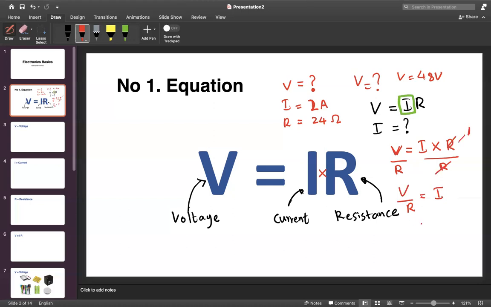Do you understand that? Do you understand that, Gulnita? You want me to do that again? No, sir, I can understand. Right. So now I can find I. When I bring this I to this side and V divided by R to this side, I get the equation I equals V divided by R. So now I can find I.